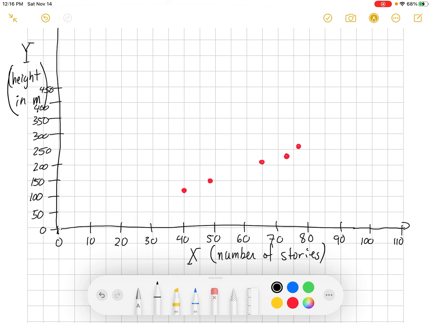Where'd my pen go? That should be an 80 right there. 80, 250. 84, 260. It'd be somewhere around like there. 90, 300. 95, 288. And let's see, 102, 420. Be about here.